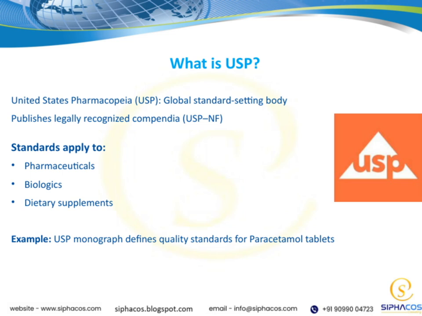The standards set by USP apply across a variety of products, including pharmaceuticals, biologics, and dietary supplements. For example, if we look at paracetamol tablets, the USP monograph for paracetamol defines the specific quality standards these tablets must meet. This includes things like purity, potency, and acceptable appearance, basically ensuring that consumers get a consistent and reliable product. Overall, USP plays a crucial role in ensuring product quality and safety, helping to protect public health and support the integrity of the healthcare system worldwide.